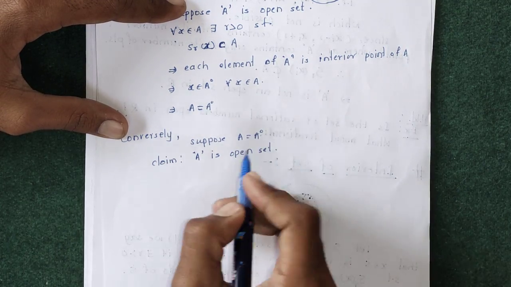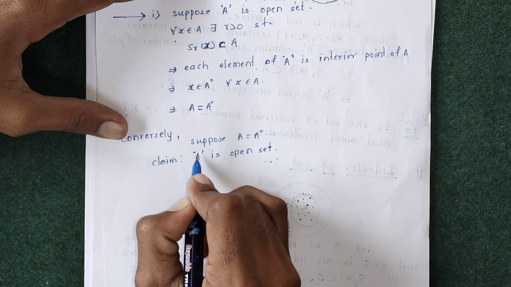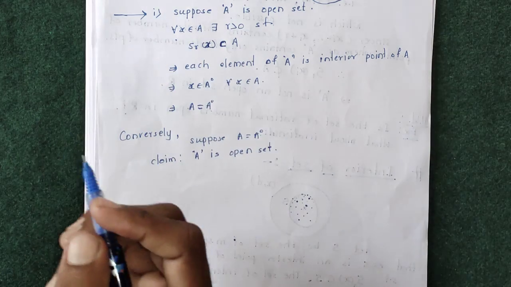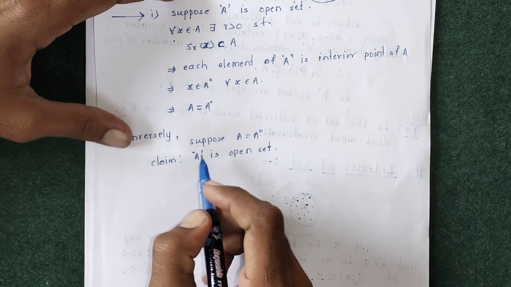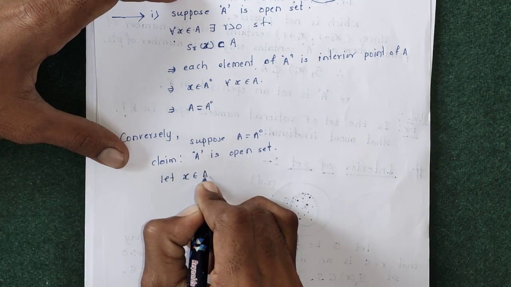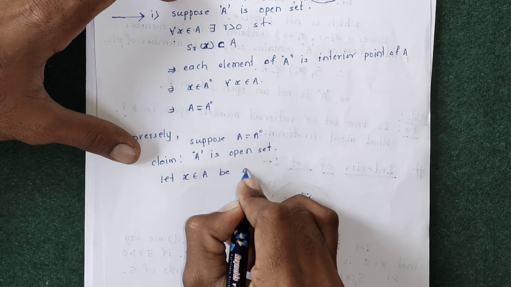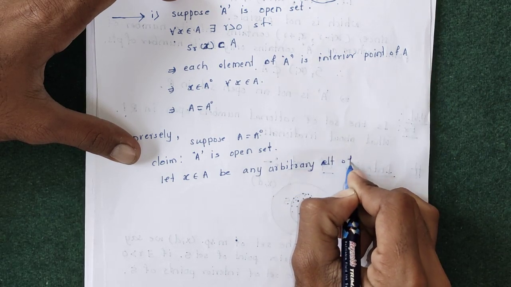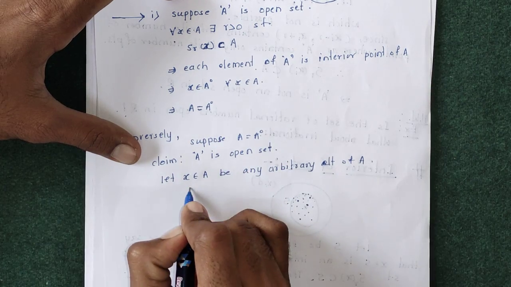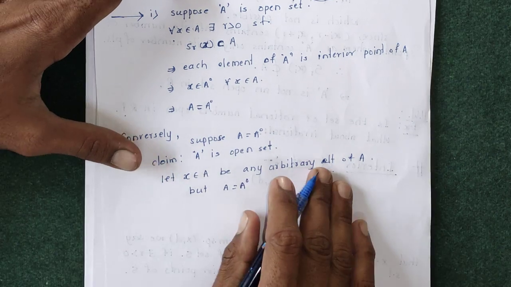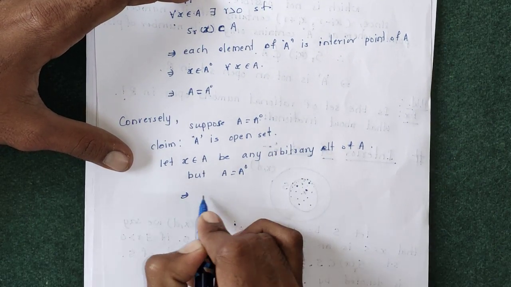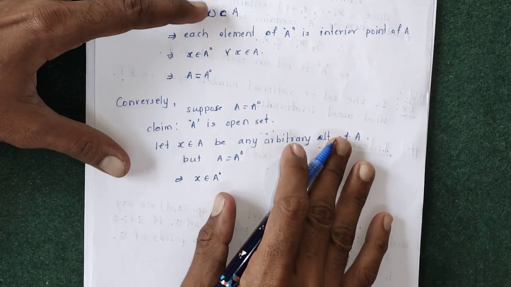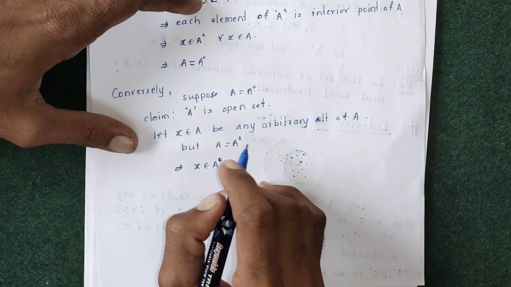To prove any set is an open set, we take one element of that set and draw the open sphere centered at that x, and if that open sphere lies inside this set, then we can say that the set is open. So let x belong to A, be any arbitrary element of A. We have supposed that A is equal to A interior. Since x is an element of A and A is equal to A interior, x belongs to A interior. Notation must be proper: x belongs to A interior.